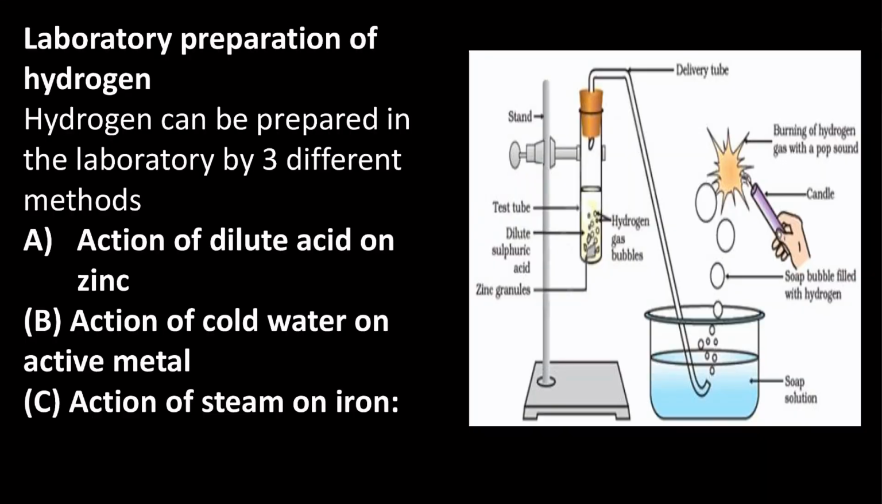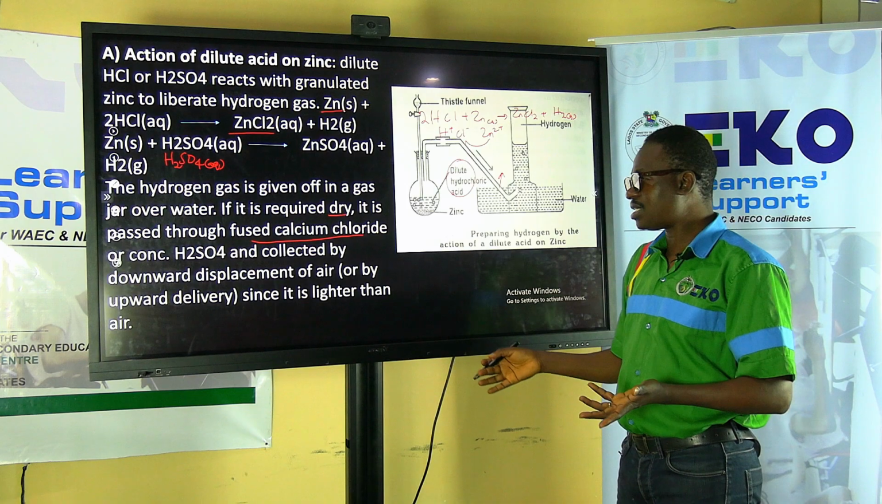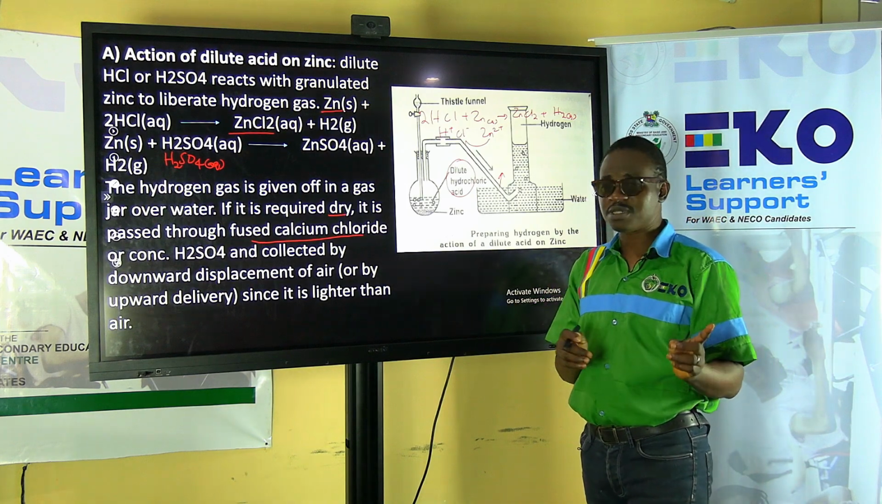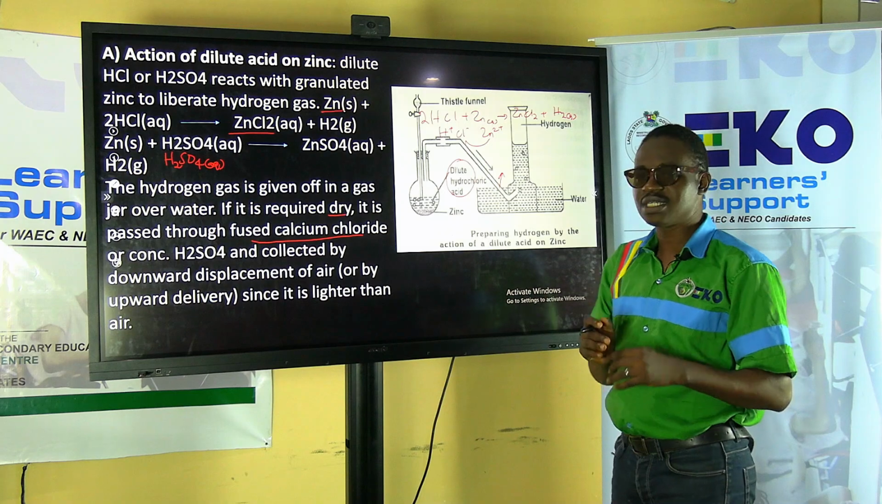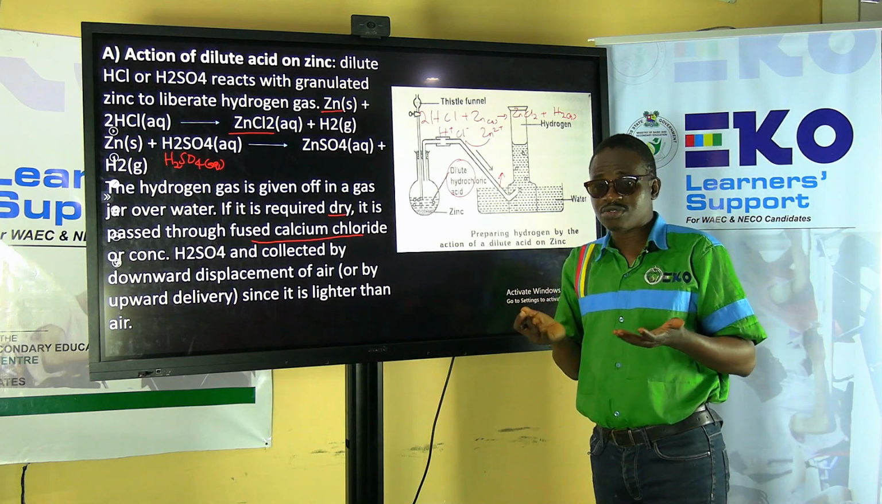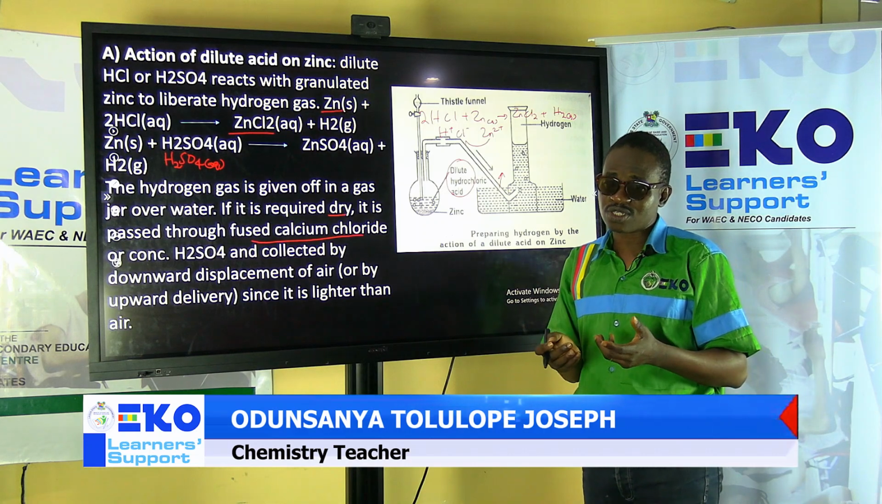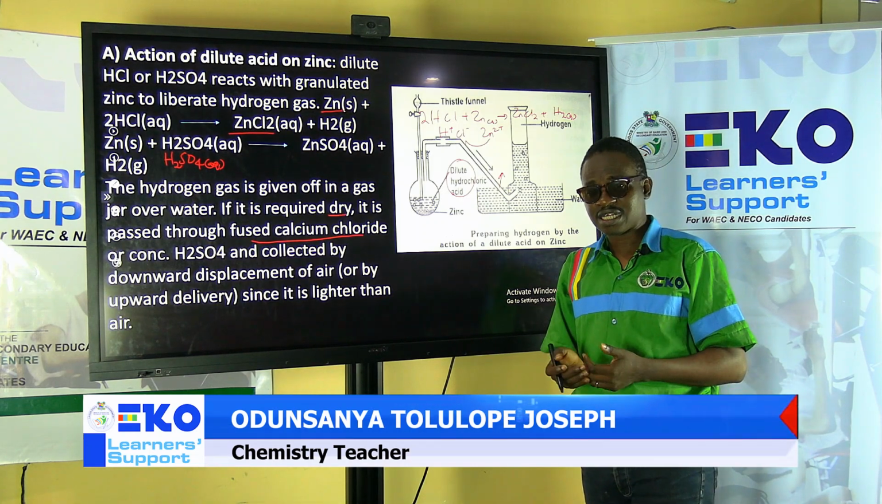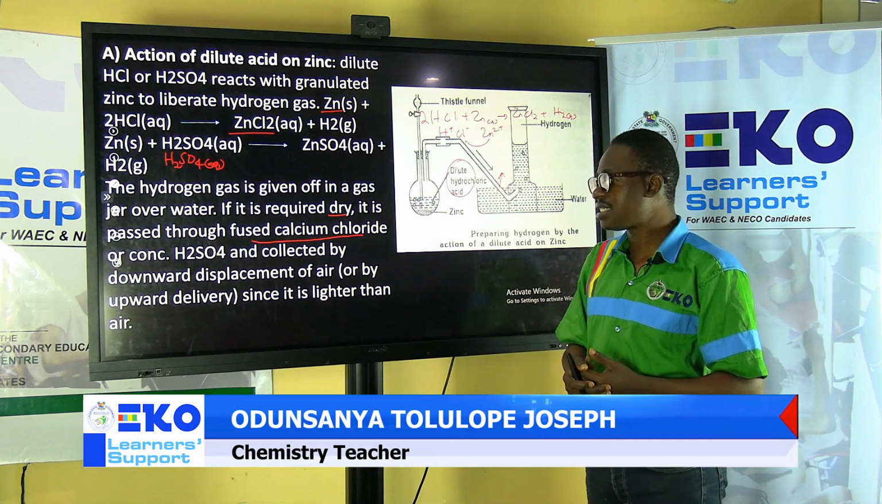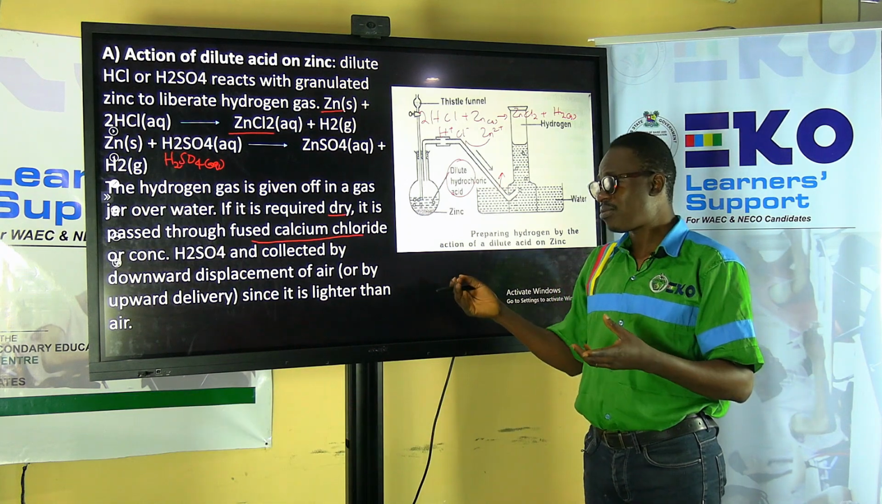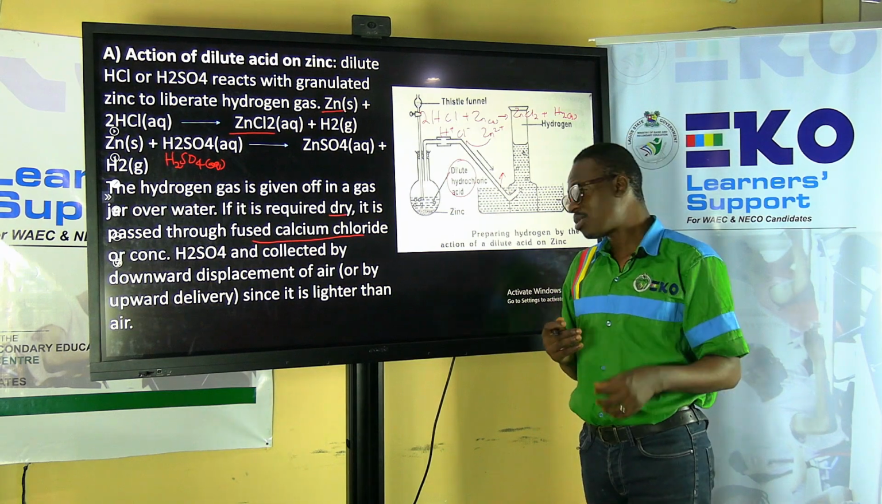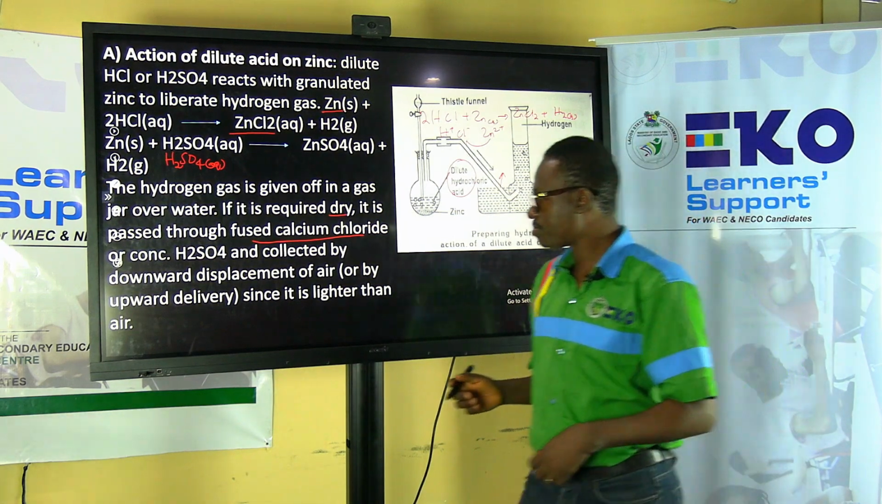And then the gas is passed over water. You know that because it's not extremely soluble in water. And the collection is pointing up. We call it upward delivery. Another name for upward delivery is downward displacement of air. Note this. But if it is required dry, all you need to do is to get a drying agent. The drying agent you can use here is either H2SO4, that is tetraoxosulfuric acid, or fused calcium chloride to dry the gas. What we'll be doing is just absorbing the water vapor. Good.